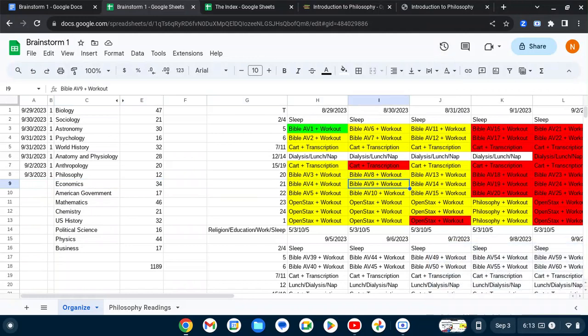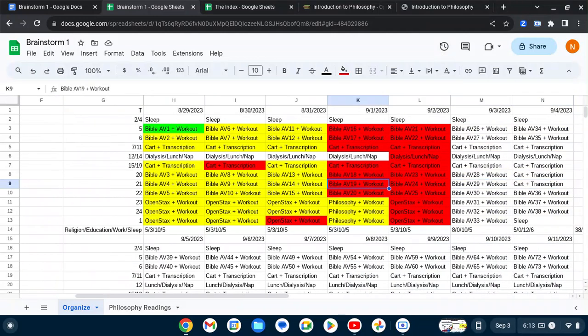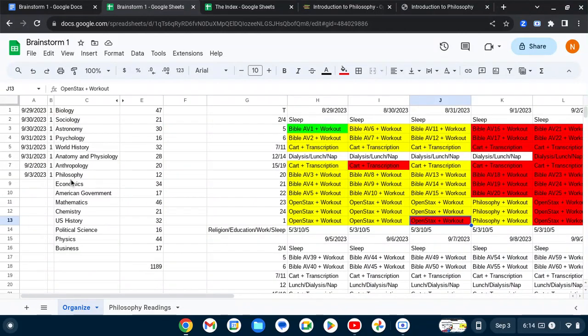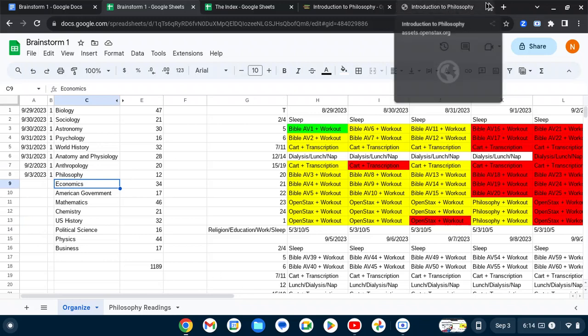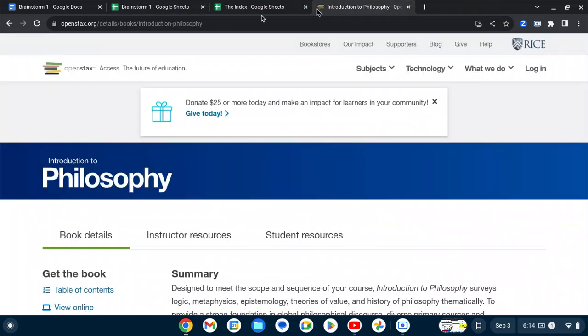Okay, so took a little bit of a break there. So now I'm going to go ahead and finish OpenStax for the 31st. So that means it is time for economics. So close out of that.